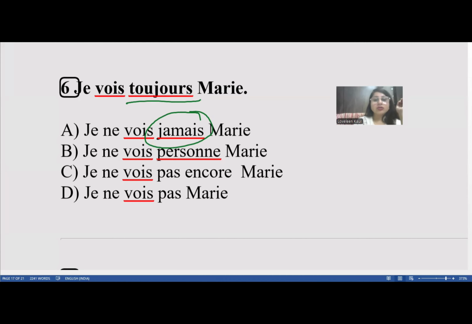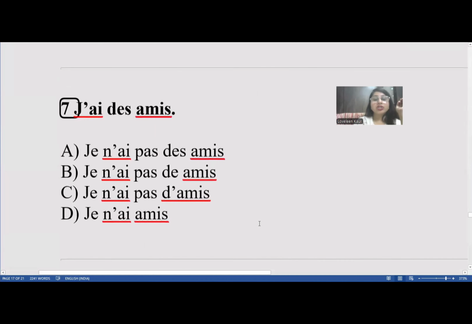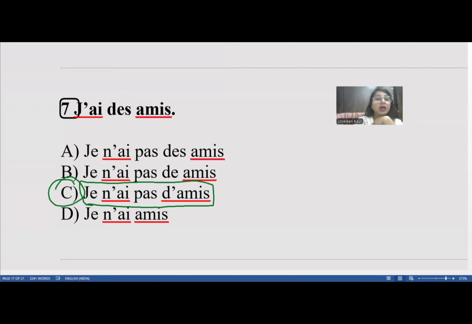Okay. So now we have j'ai des amis. Yes, so this is C part. Je n'ai pas d'amis. I don't have friends. J'ai des amis. I have friends. Je n'ai pas d'amis. I don't have friends.